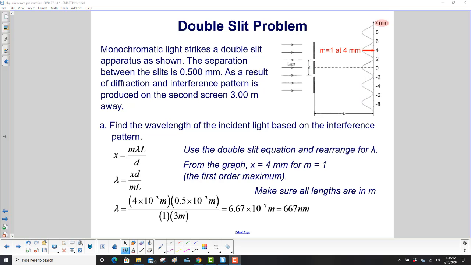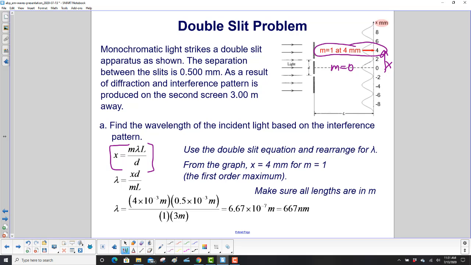Find the wavelength of the incident light based on the interference pattern. We use our double slit equation here. Okay, and X is going to be in this direction. That's X, okay? So that's m lambda L over D. Now, from the graph, where is our first maximum? The first maximum is going to be over here. You might say, well, how about in the middle? Well, that's the m equals 0 maximum. So they want the one that's spread out a little bit.